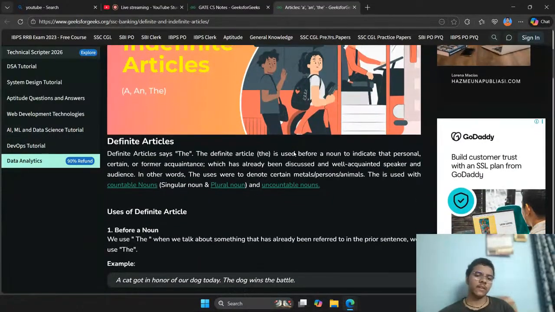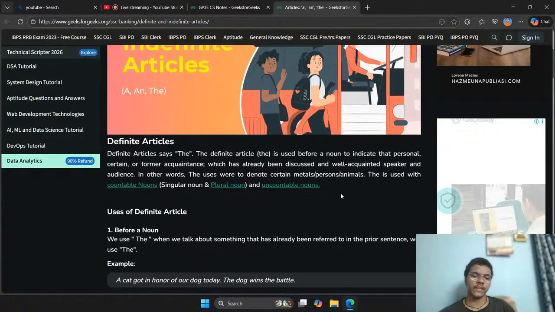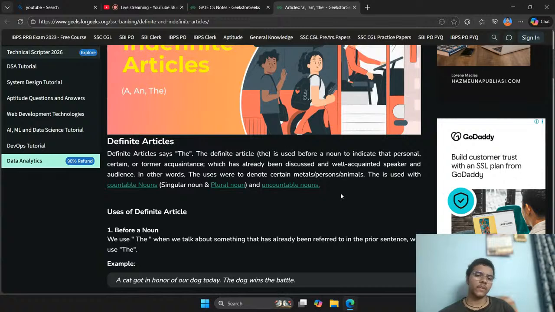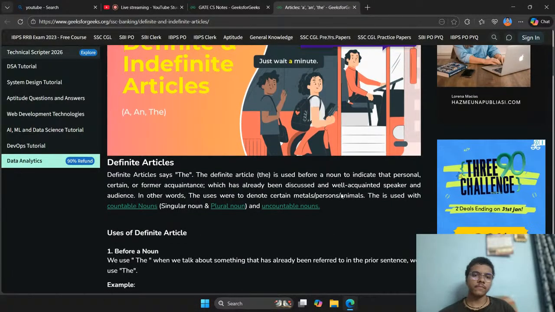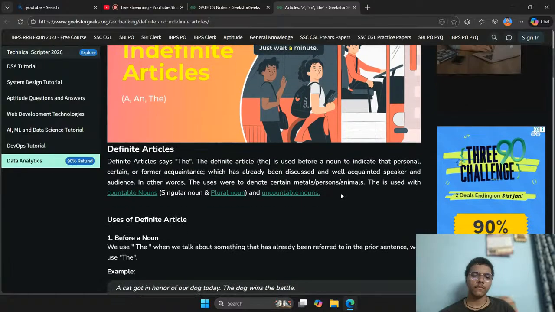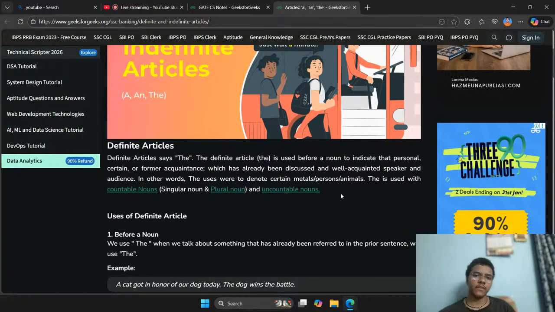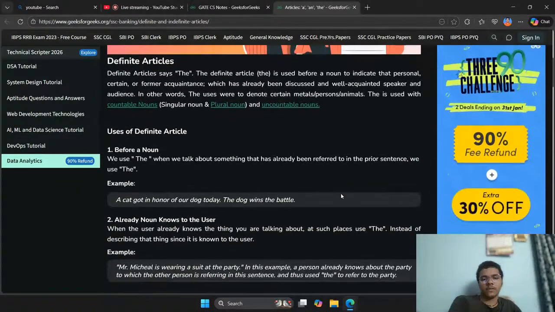The definite article is used before a noun to indicate personal, certain, or formal acquaintance, something which has already been discussed, and a well-acquainted speaker and audience. Acquaintance is something like a sort of familiarity. In other words, the is used to denote certain things, persons, or animals. The is used with countable nouns and uncountable nouns.